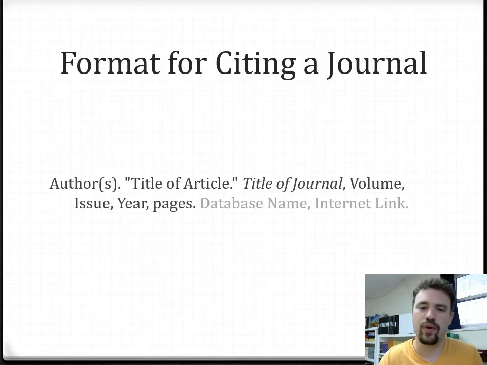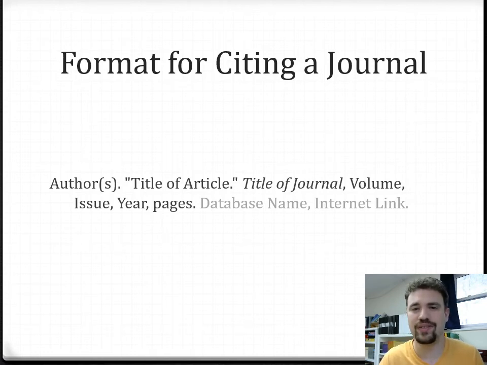So here's the format for citing a journal. It's very similar to that of citing the book. So you have the author, and we're going to do that still last name, comma, first name, just like we did before. And even if you've got multiple authors, same rules apply. The title of the article is going to go in quotation marks.